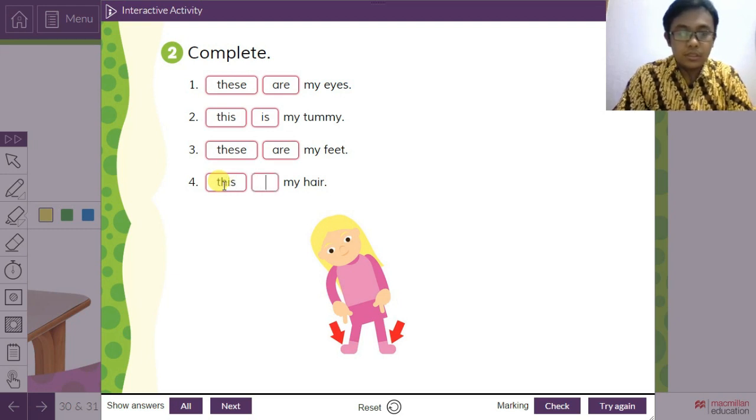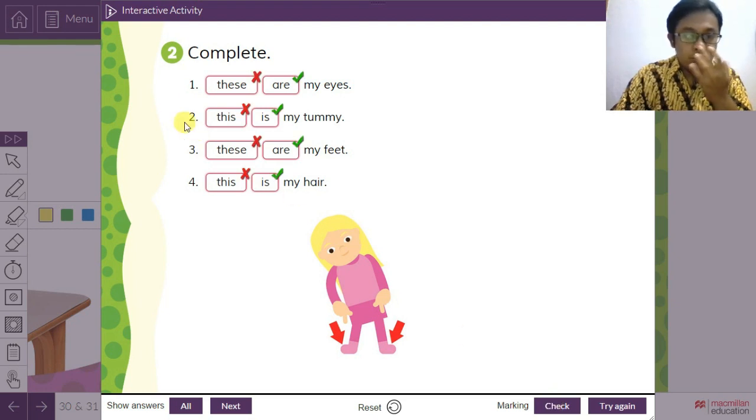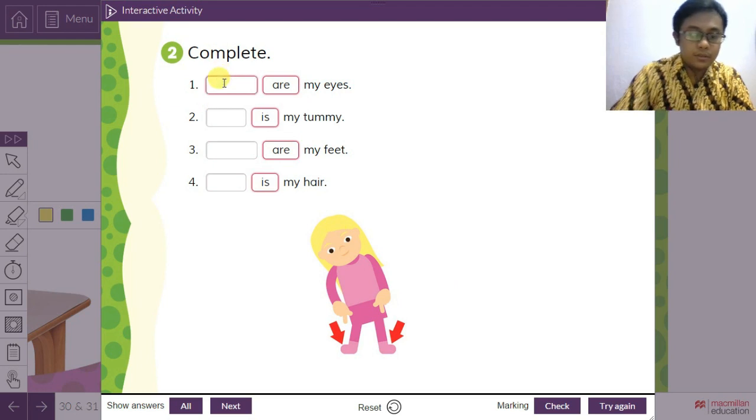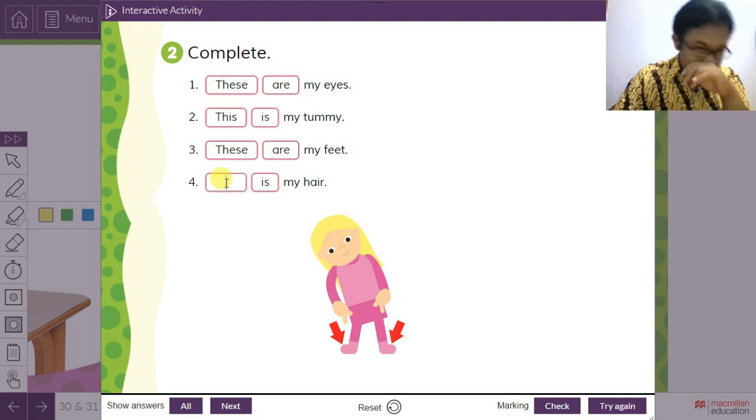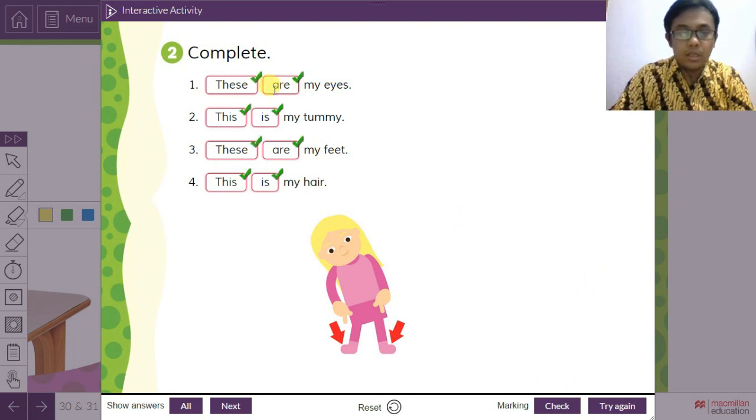Number 4, this is. Okay, let's check. Oh, ini karena apa? Bukan huruf besar. Yes, this one. Jadi harus pakai huruf kapital. Kalau di awal kalimat, hurufnya paling depan harus menggunakan huruf besar, using the capital word. See, okay, so you have to use capital word for the word tea because this is the very first word in the sentence.